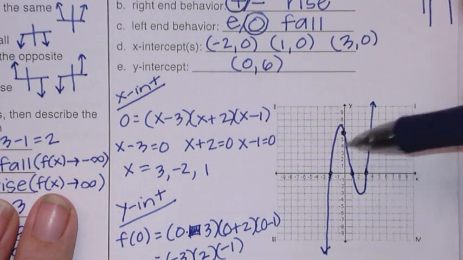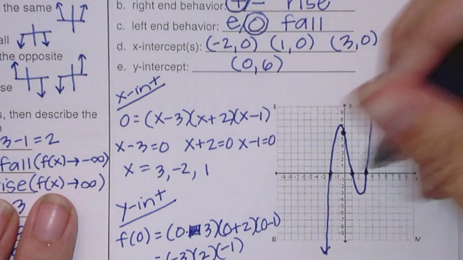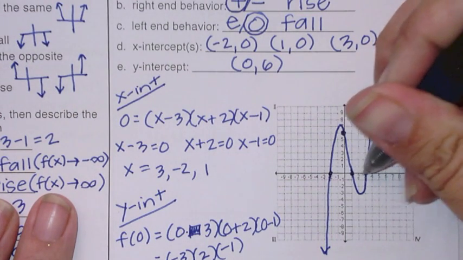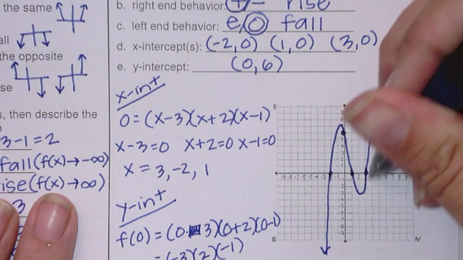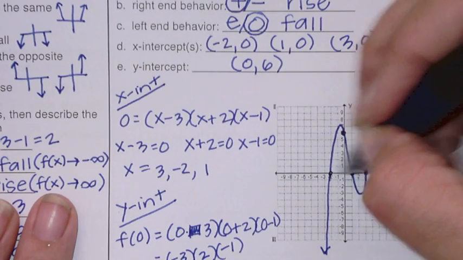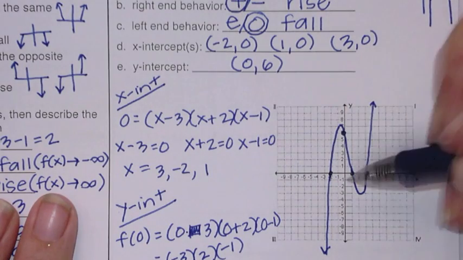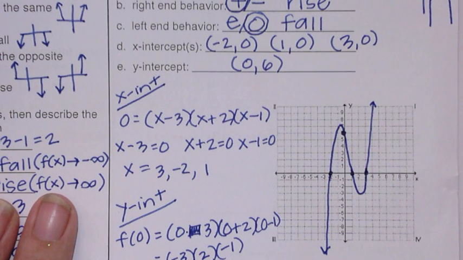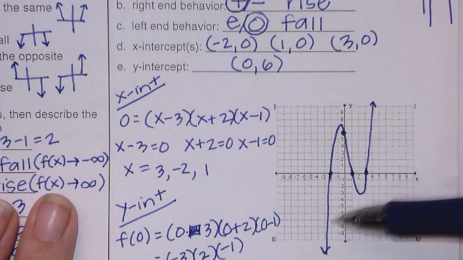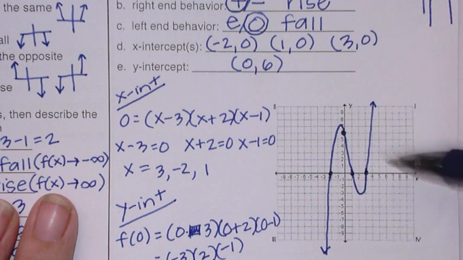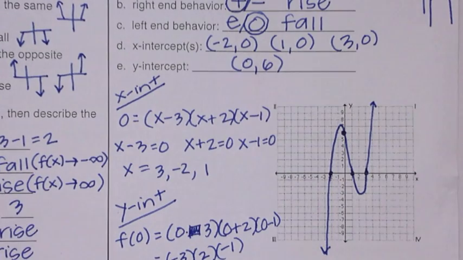How high or low you go really depends on how close they are together. Because these 2 zeros are closer together, it's not going to dip as low as this one will rise high. It doesn't have to be perfect. We're just making a sketch here. If you wanted it to be perfect, you could plug in 2 into your equation and then figure out what that point is and plot it. But this graph is good enough for us. So we have our right and left end behavior, our zeros, our y-intercept, and our turns. So let's move on to the next one.